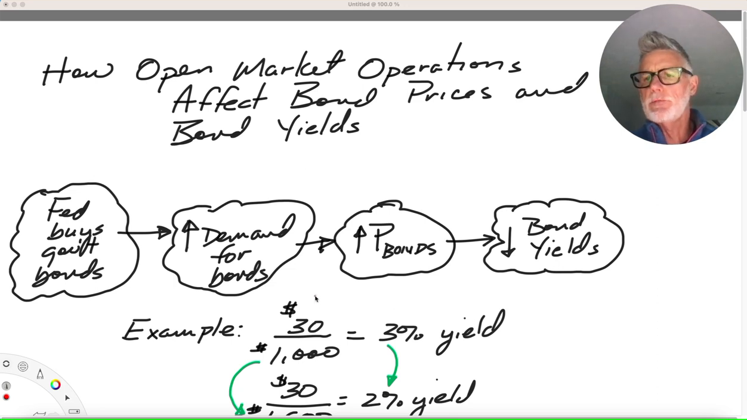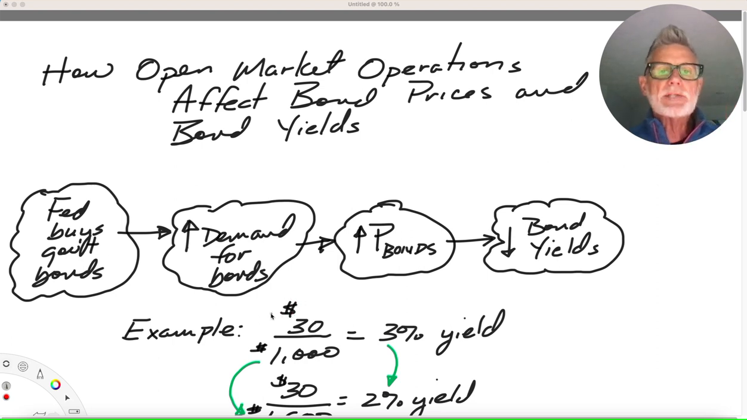Greetings. In this video, we're going to take a look at how open market operations, one of the monetary policies of the Fed, affects bond prices and bond yields. A very important outcome from this analysis is how the Fed's actions can ultimately affect interest rates in the marketplace. What we're going to learn is that bond yields have an effect on other types of interest rates, particularly mortgage rates. Mortgage rates are the interest rates on homes. So let's go ahead and dive right in.